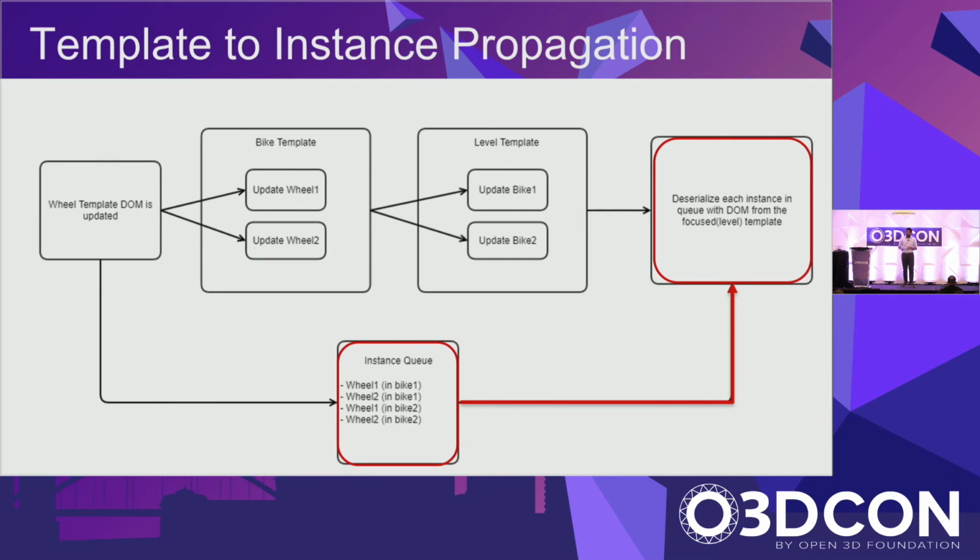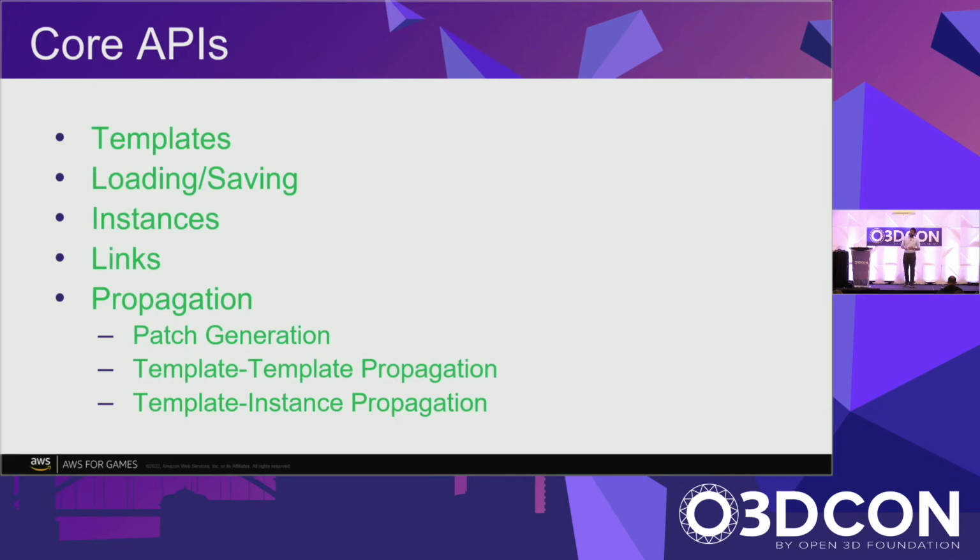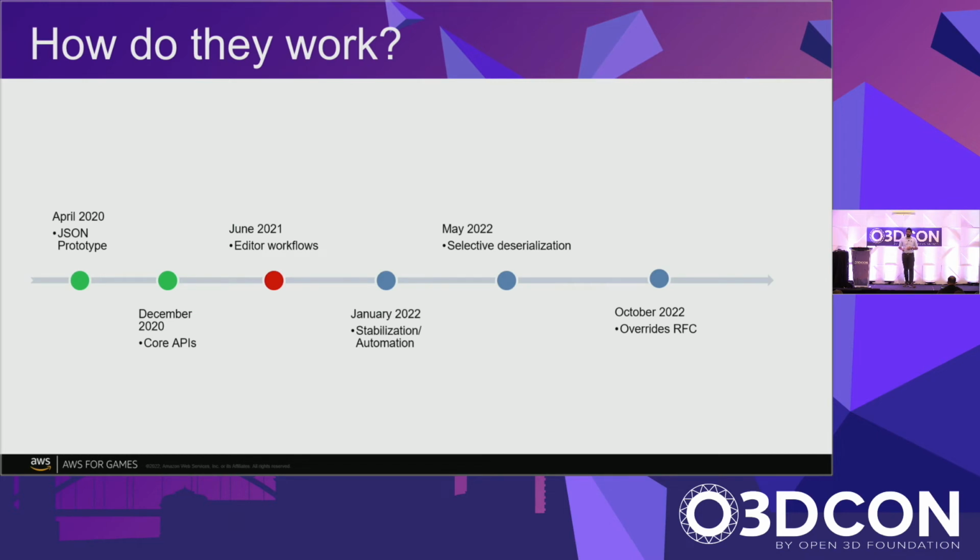And I put them in a queue, and after template propagation finishes, I deserialize each of these prefab instances with the DOM that I updated the templates in. So this is the final step that actually modifies the instance. In the earlier example, we saw all of the fences turning the turquoise color. So this is the actual step that results in that action. So that's template to instance propagation.